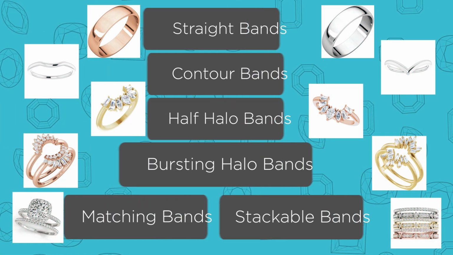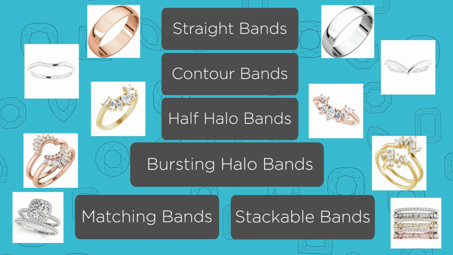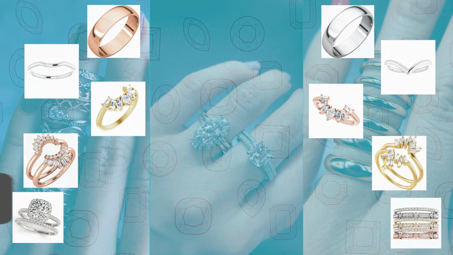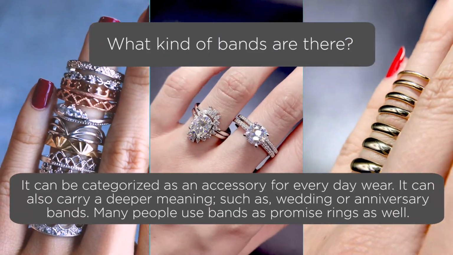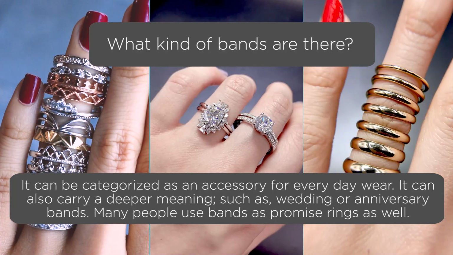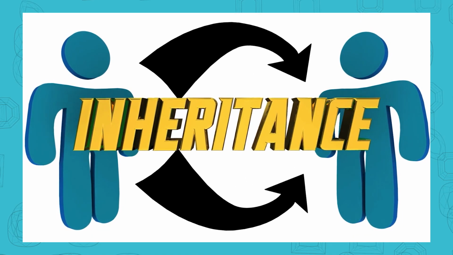So let's go over 6 types of bands that many people are looking for these days. First of all, a band can be categorized as an accessory of everyday wear, but it can also carry a deeper meaning. Many people have wedding bands, anniversary bands, or a promise ring, which carries more meaning to the heart, especially if they're in a relationship with someone, or if it's an heirloom that's passed down by somebody.